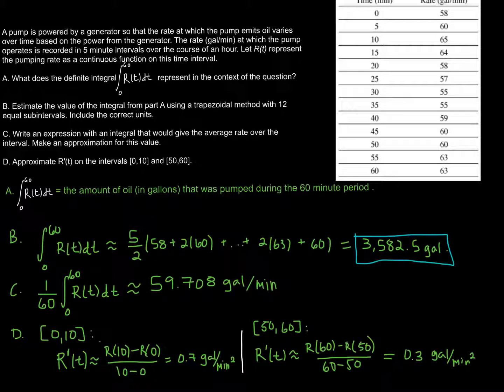And so this is where you can sort of see the building on top of it. Where you need to be efficient, you can utilize previous answers. So I'm only multiplying this value by 1 over 60, and that gives me approximately 59.708 gallons per minute. So that would be the average value of my rate, given this approximation that I've made using my trapezoidal method. All right, here you'd probably get 1 point for setting it up correctly, and then 1 point for getting the correct value with units. Probably be a combo.